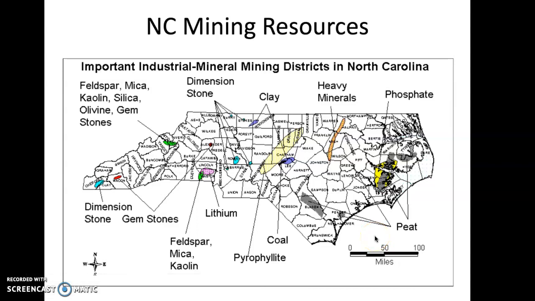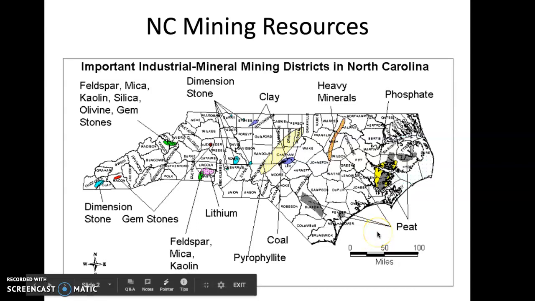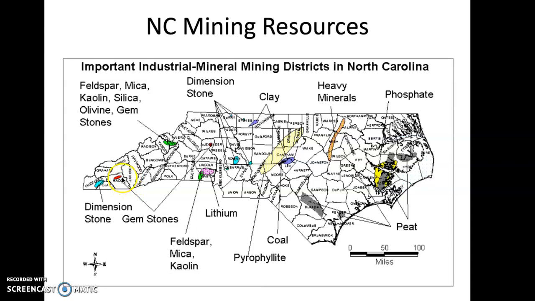Say maybe we wanted to go over here towards some of our more mountain regions. You can see, I can't even read that county, but we mine some gemstones in North Carolina. The green dots are feldspar, mica, kaolin, silicon, olivine, and a couple gemstones. We mine some lithium near Lincoln County, and we mine a little bit of coal here.